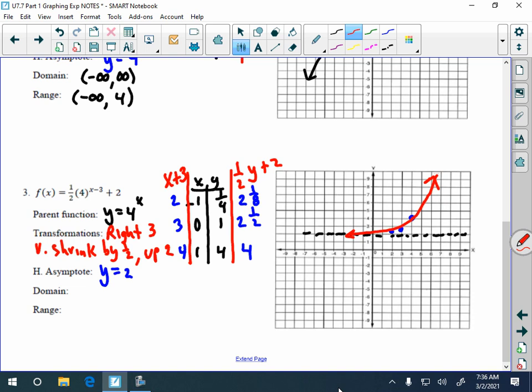All right, our domain going left to right looks like negative infinity to positive infinity. And the range going from bottom to top, it's not going to hit at negative infinity, but it will as soon as we pass the horizontal asymptote. So we're going to go from 2 all the way up to positive infinity.